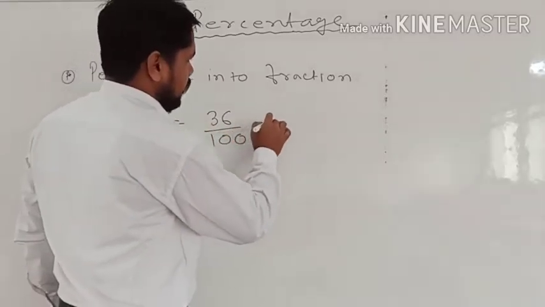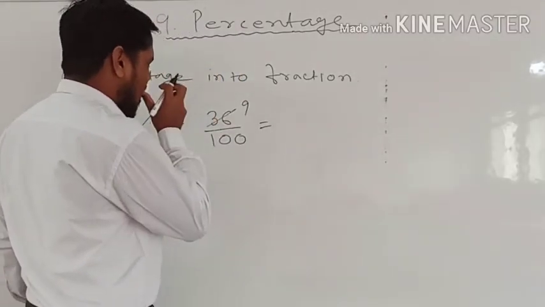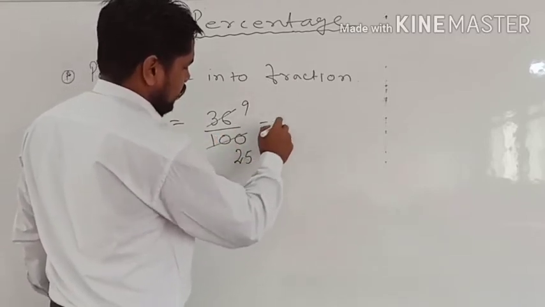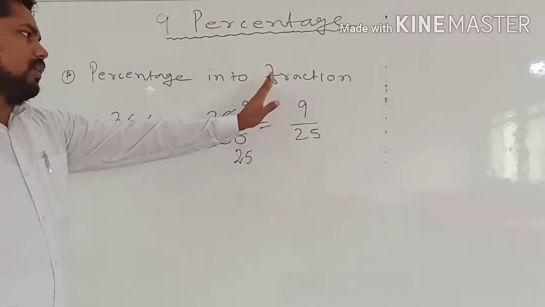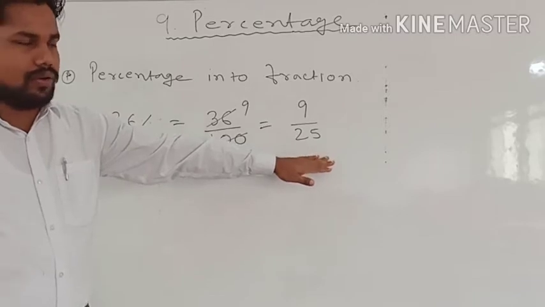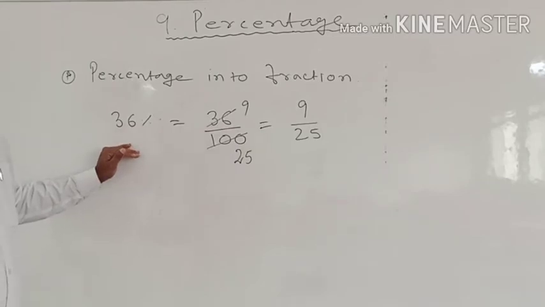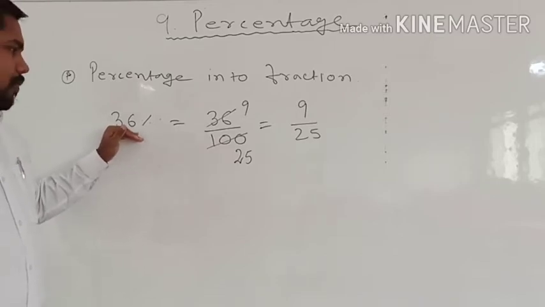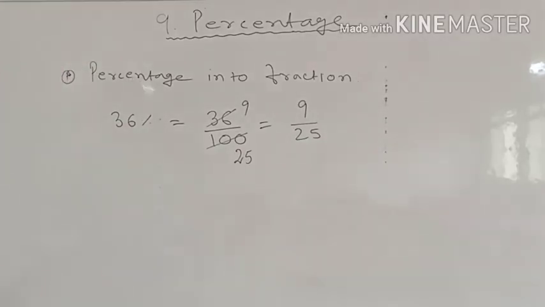If you cancel this out, it will go 9 times. 4 9s are 36 and 4 25s are 100. So 9 divided by 25. This is the fraction. Because it is asking to convert percentage into fraction, we have converted percentage into fraction. Sometimes it may ask to convert fraction into percentage also. Here we have divided by 100. That means the hundredth of the number is the fractional part of that. Now let us see what we have next.